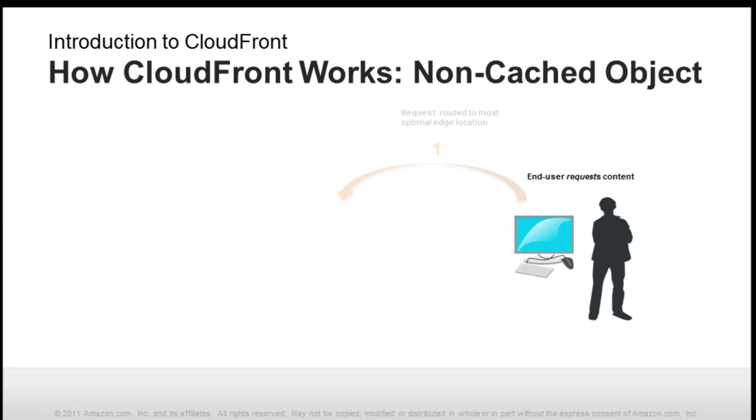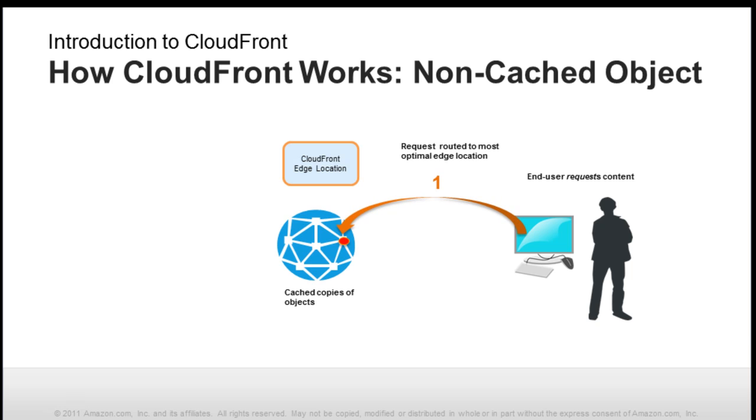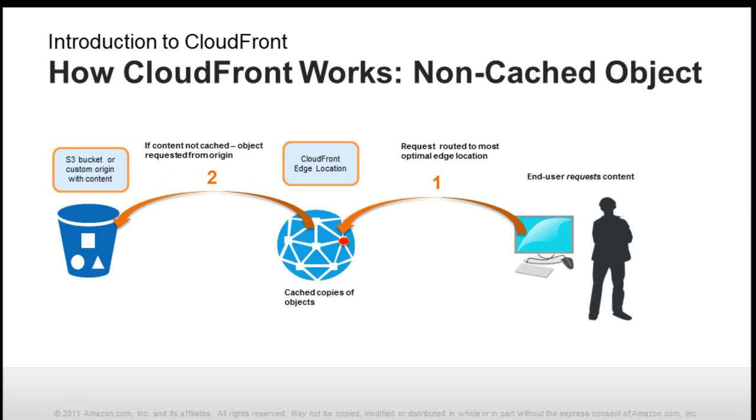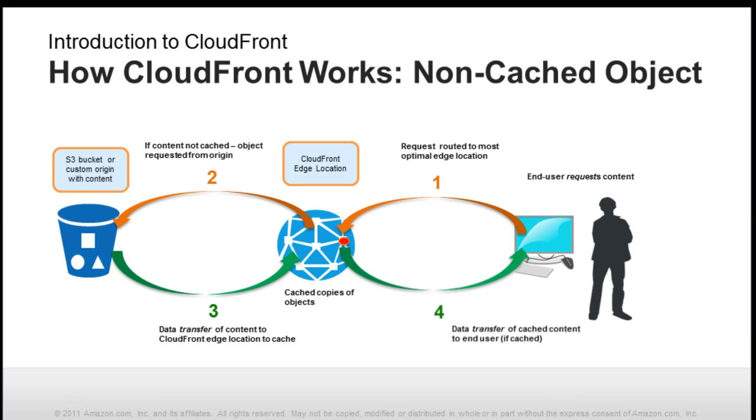In case it's a brand new request, same thing, the user makes a request, the user still gets routed to the nearest edge location, and if we determine it's not in cache, we'll go back to the origin, we'll make a request from the origin, whether that's S3 or your custom origin. Then we'll transfer that content back from the origin to that edge location, and then the data is transferred from the edge location back to the end user, and then is cached. So that's how it works in the case that the object has not been stored in cache. And each of those edge locations maintains its own separate cache.